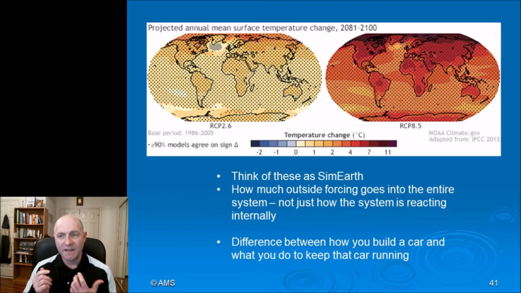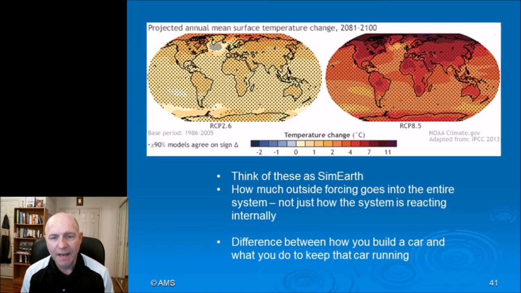So you can think of these as kind of a SimEarth, if you will. What are you doing to the outside of the system to force it in a certain direction, compared to a weather model where you're just looking at how those internal actions are going to change? Think of this as another analogy: the difference between how you would build a car and what you would do to keep that car running. So how the car runs is weather. How you built the car is more along the lines of climate.